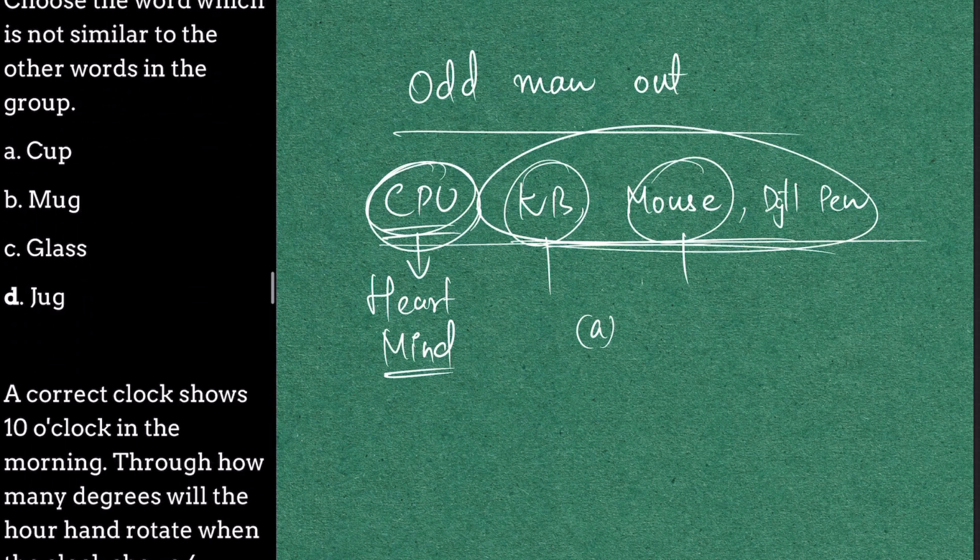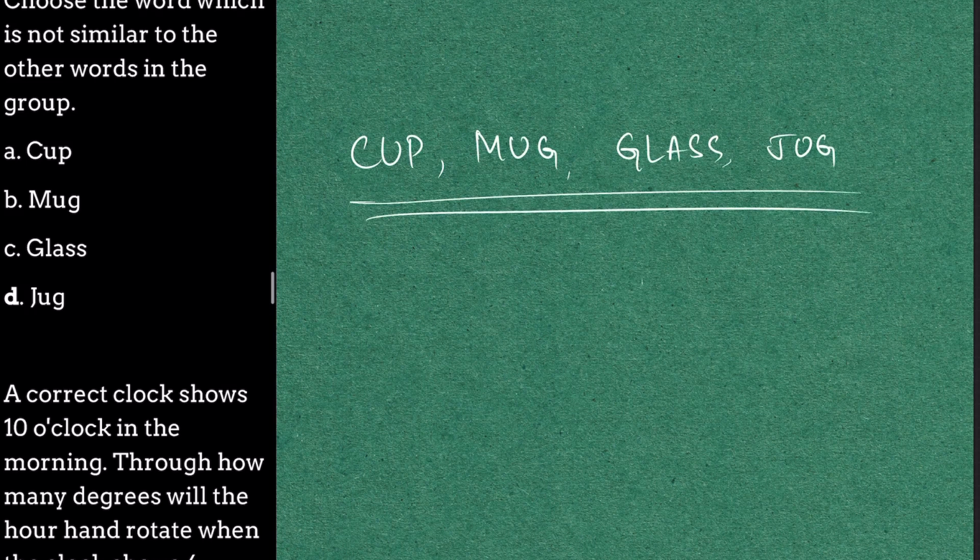Next, choose the word which is not similar. Once again, the same category of question. We have a cup, a mug, a glass and a jug. Now this is slightly confusing. I wish the Institute didn't ask these types of questions, because everything here is a container of liquid, but what separates them is nothing but the size.